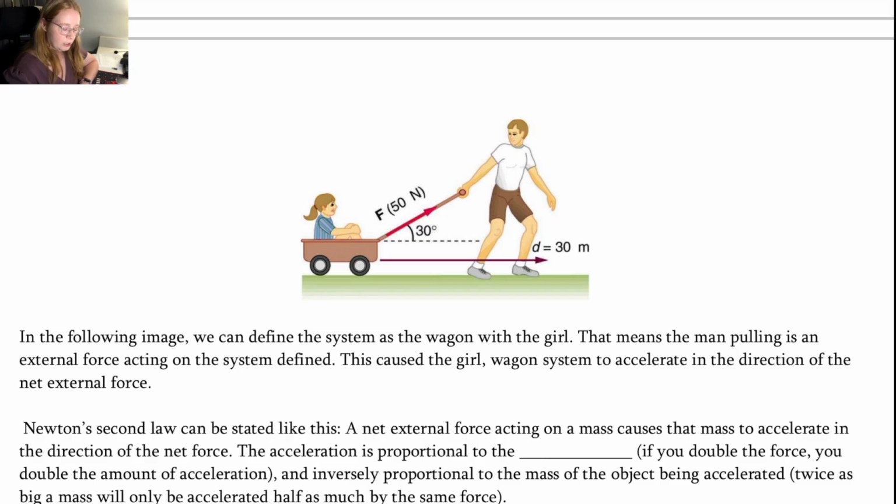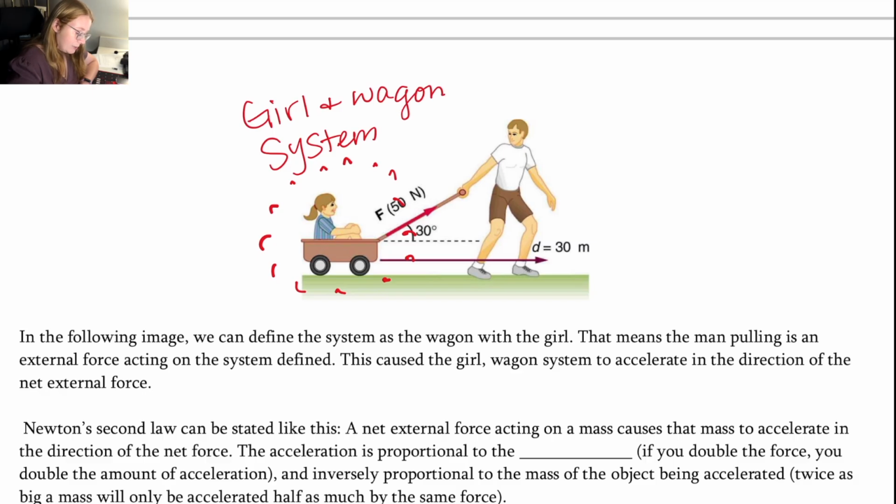So let me just give you all the options. You could circle just the girl and do a free body diagram of the girl. You could circle the girl and the wagon and do a free body diagram of the girl and the wagon together. Or we could circle all three objects and do the girl, the wagon, and the man. But for this example, the easiest thing to do is to take the girl and the wagon as a system.